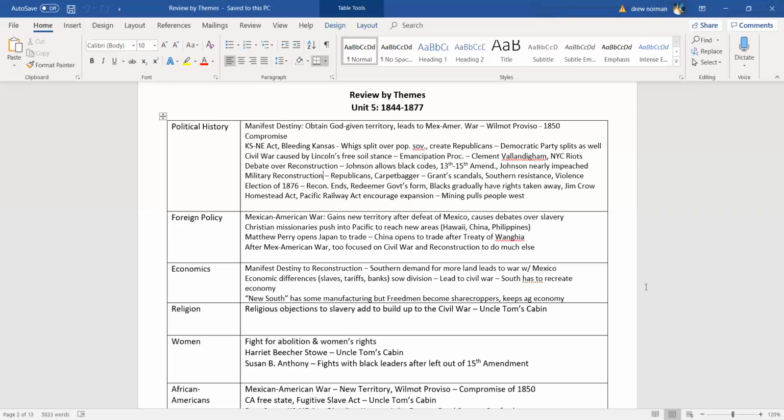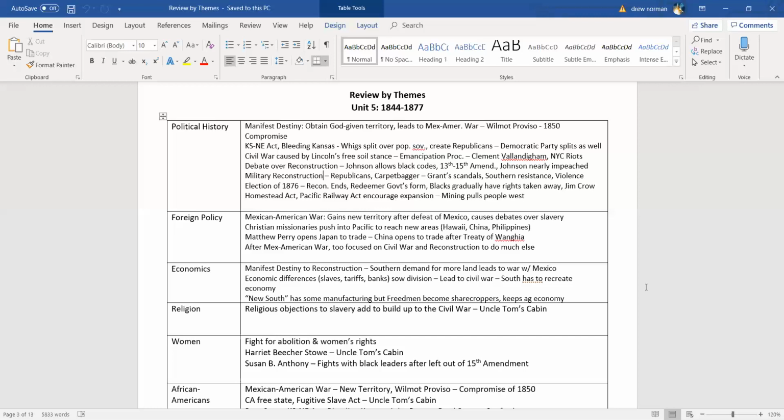This allows Southern Democrats to regain control of Southern legislatures and Southern states. These are called redeemer governments. They were going to redeem themselves from Republican control and return things back to the way they used to be. Blacks have their rights taken away slowly and through things that we call Jim Crow laws, which are more prevalent in the following time period.